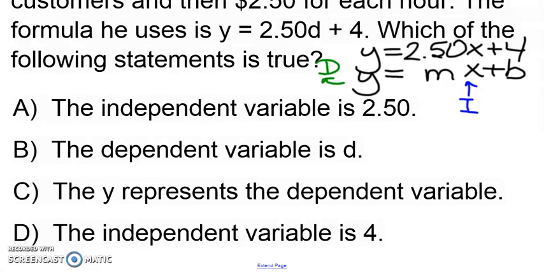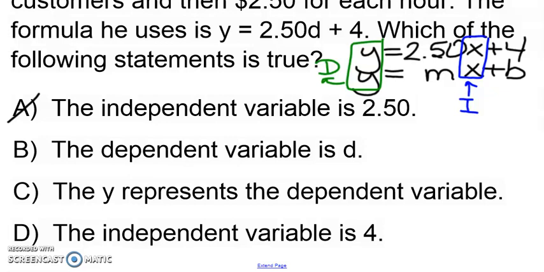So, the independent variable is 250. Well, if we were to match this up, x is actually matched up with x and y is matched up with y. The 250 is matched up with your slope, which we're not really talking about here. So that definitely is not true.